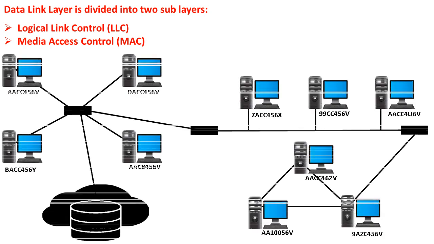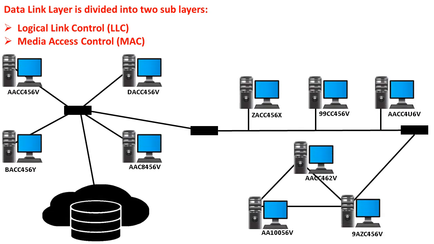Data link layer is divided into two sub layers. Logical link control, that is LLC. LLC controls the synchronization, flow control and error checking functions of the data link layer. Media access control, that is MAC. MAC is responsible for moving data packets from one network interface card to another network interface card in a network across a shared transmission media.